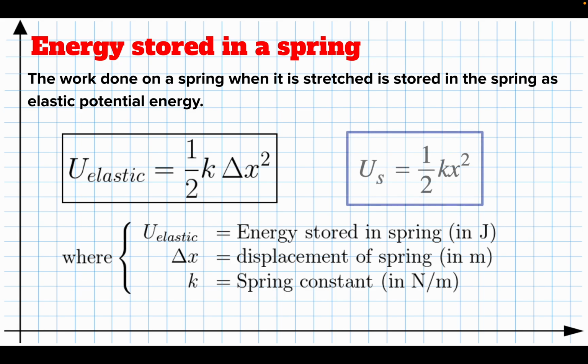On your AP reference sheet, it looks slightly different. It looks like this. U means potential energy, and this is the potential energy of a spring, and it's 1/2 kx squared. Okay? I'm going to use delta x because it helps us remember that what we really care about is how far it's stretched from equilibrium, which we'll talk about later. So there's a reason I'm using delta x instead of x, but maybe it's not obvious yet, and that's okay. All right, so that's how much energy is stored in a spring.